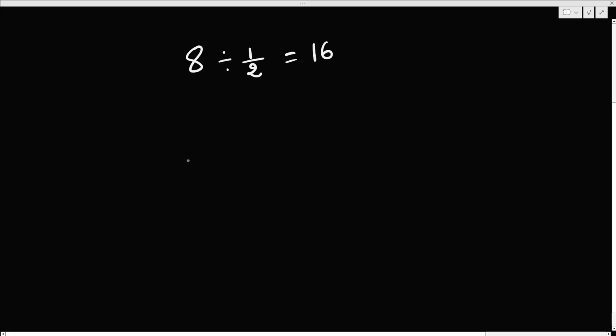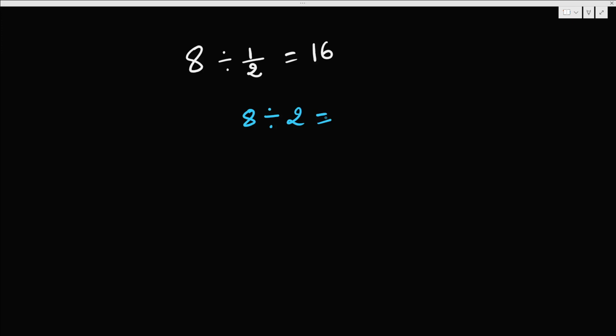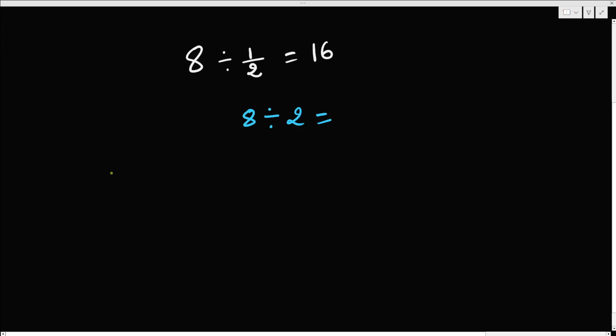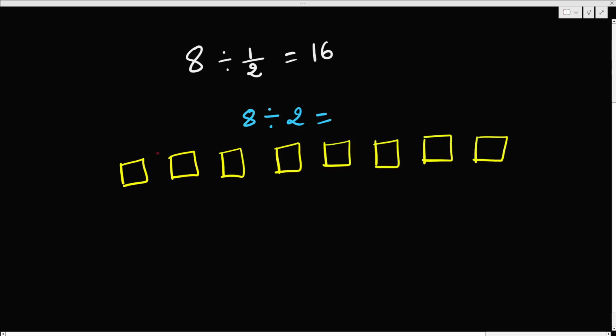Let's first understand normal division. 8 divided by 2 means how many groups of 2 fit inside 8? Let us take 8 blocks. Now group them into groups of 2.